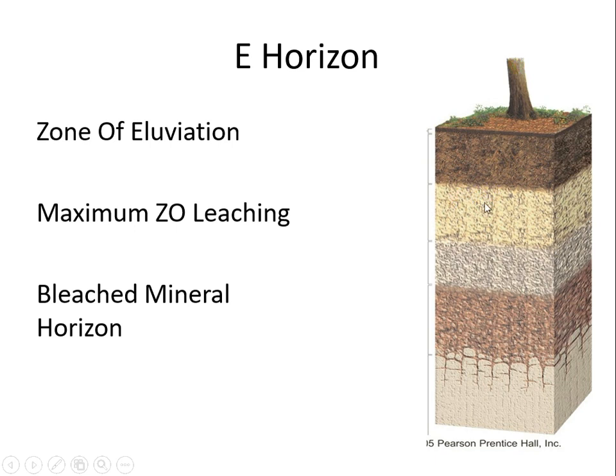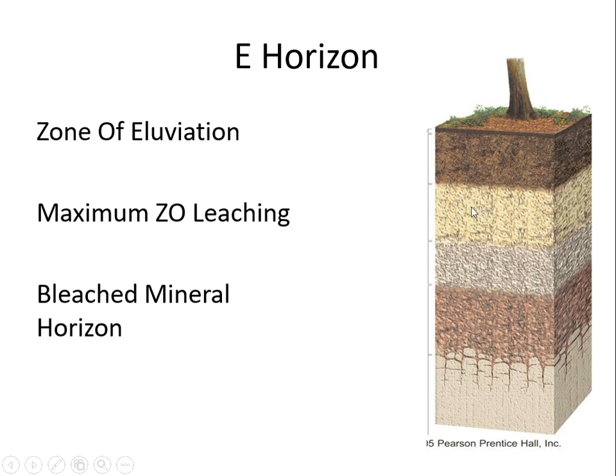This is called the maximum zone of leaching. This leaves a bleached mineral horizon in its wake, right? All of the nutrients, or a lot of the nutrients, have been dissolved through the leaching process, leaving it nutrient deprived, giving it a very pale, bleached mineral appearance to it.